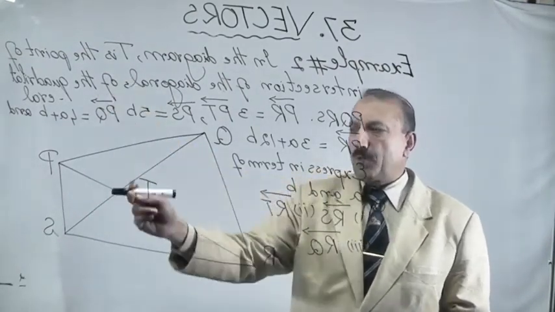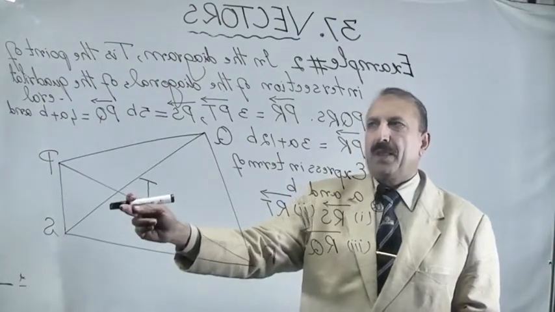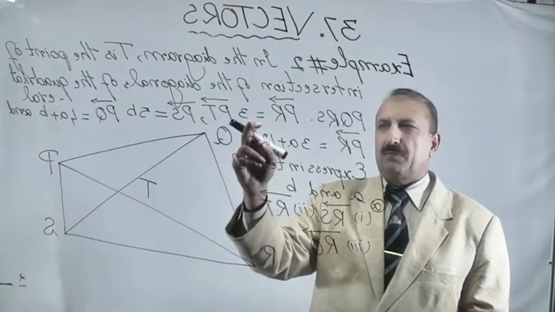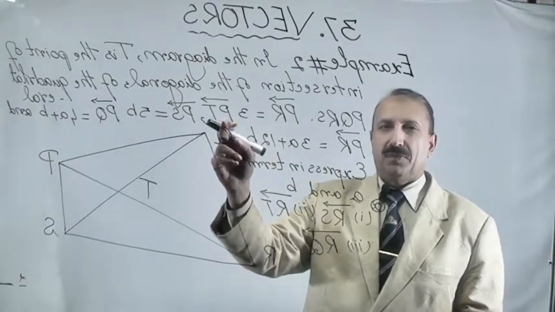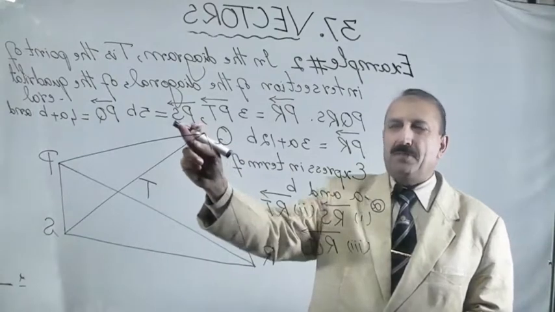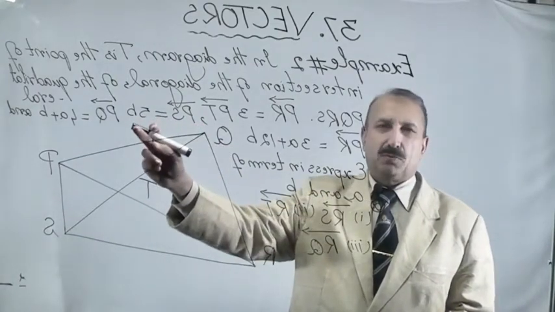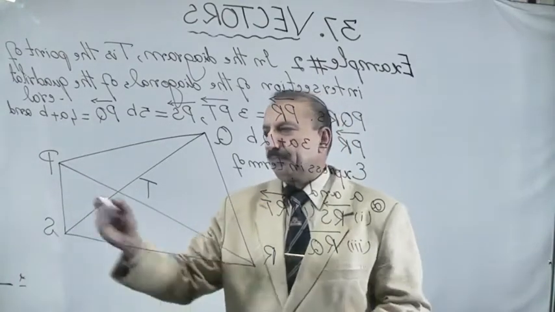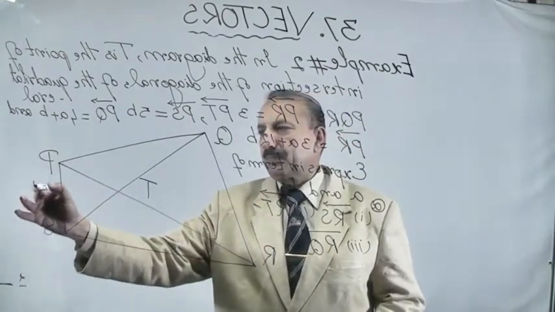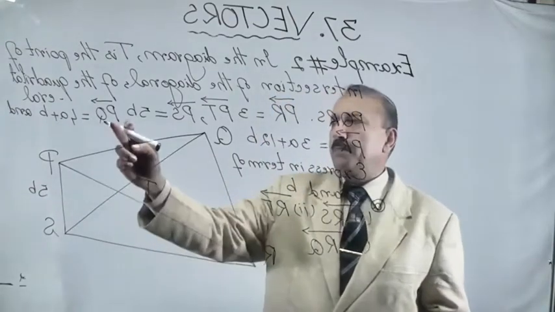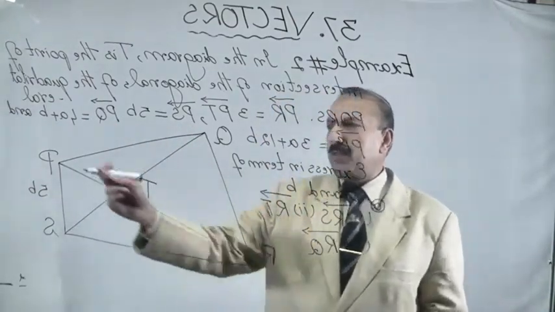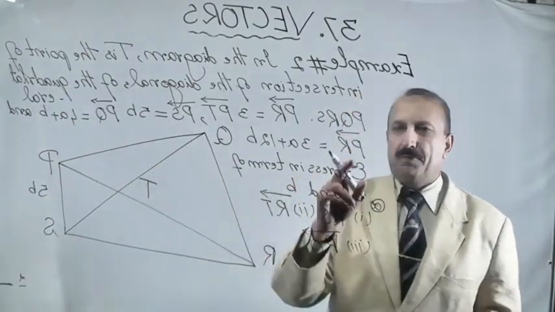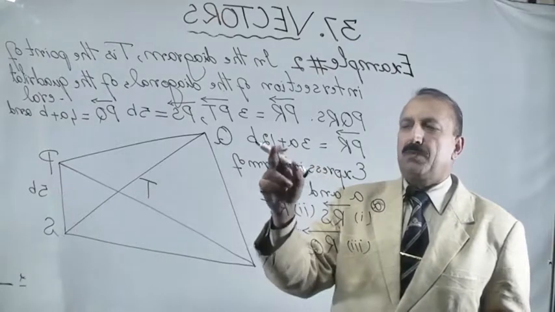Here T is the point of intersection of the diagonals, and we are given vector PR equal to 3PT. It's a ratio form. Then vector PS is given equal to 5B, and vector PQ is given as 4A plus B, and vector PR is given as 3A plus 12B.